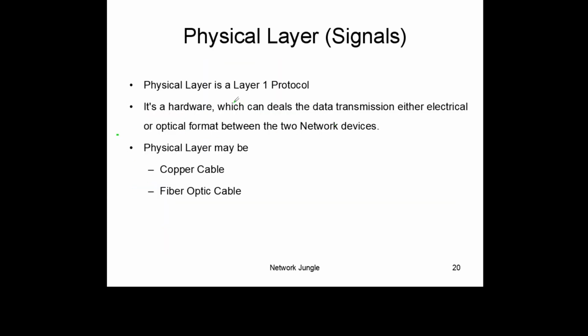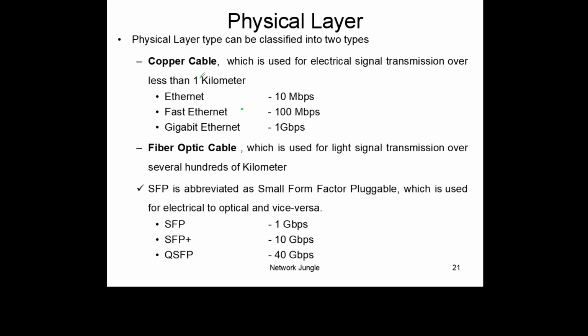Next, the physical layer. It is the layer 1 protocol. It is the hardware which deals with the data transmission, either electrical or optical, between two network devices. The physical layer may be classified into two categories: copper cable and fiber optic cable. Copper cable is used for electrical signal transmission. It is used for less than 1 kilometer.